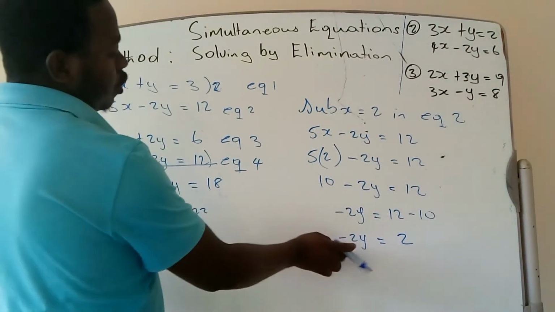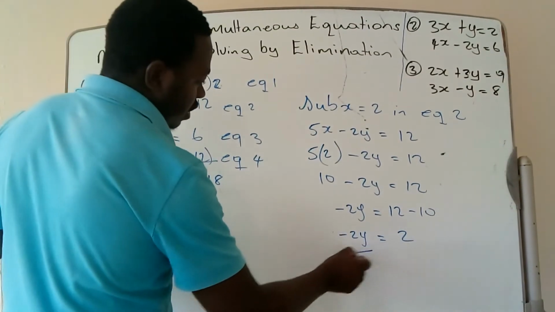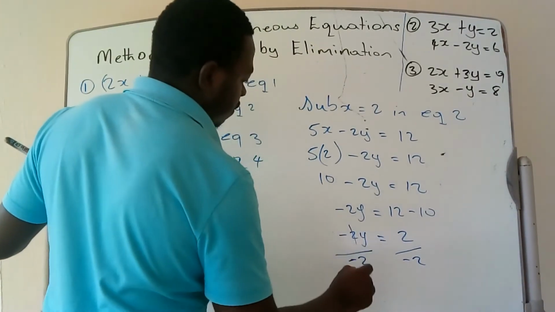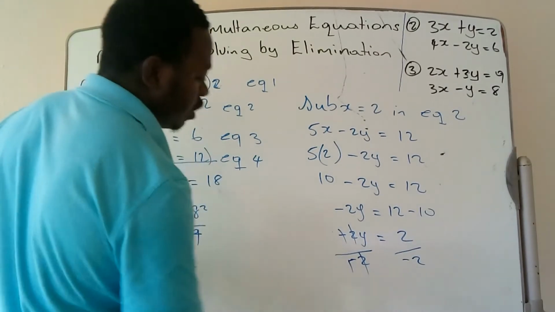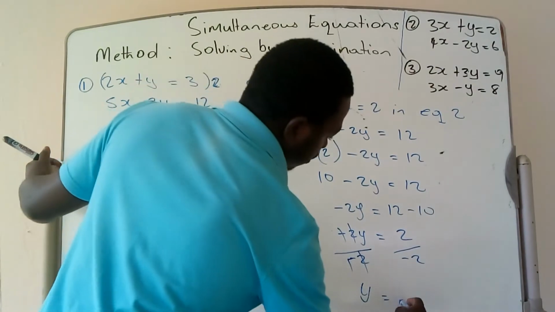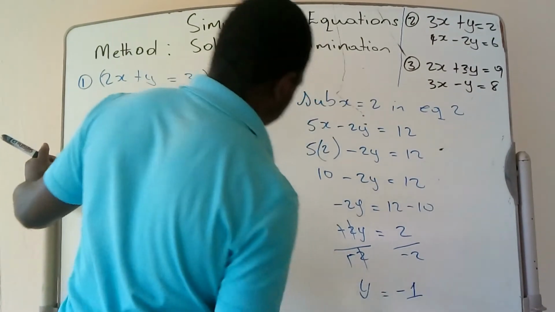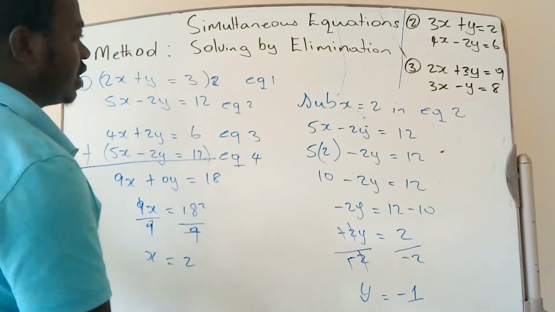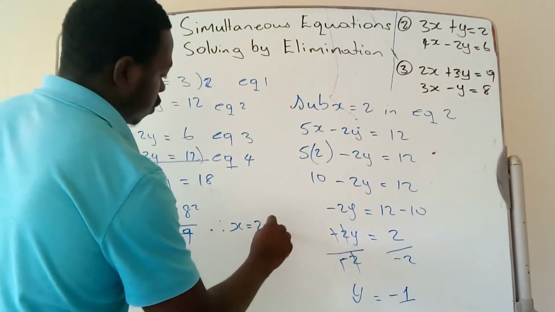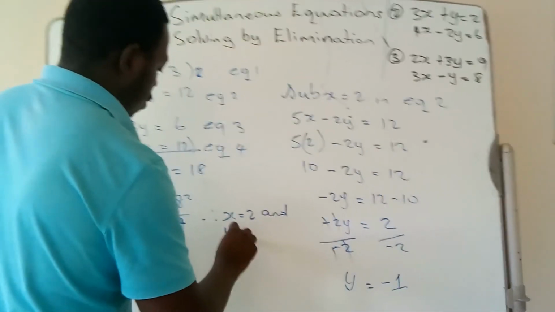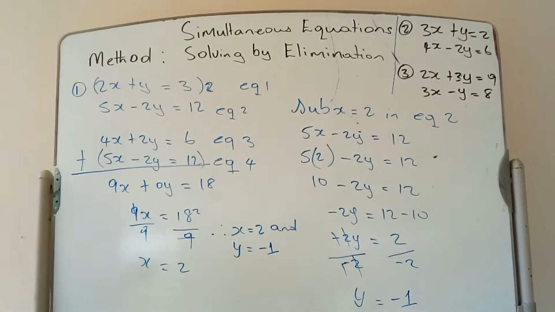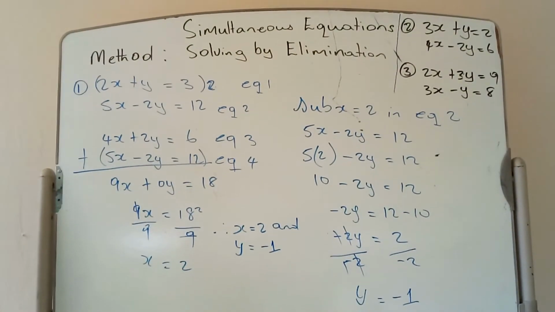Now I need to divide both sides by negative 2 to find what y is. So divide this side by negative 2, divide this side by negative 2. The negative signs cancel out, and you're left with y equal to 2 divided by negative 2, which gives us negative 1. Now all you need to do is write one final statement to say: therefore, x equal 2 and y equal negative 1. And that's how the elimination method works.